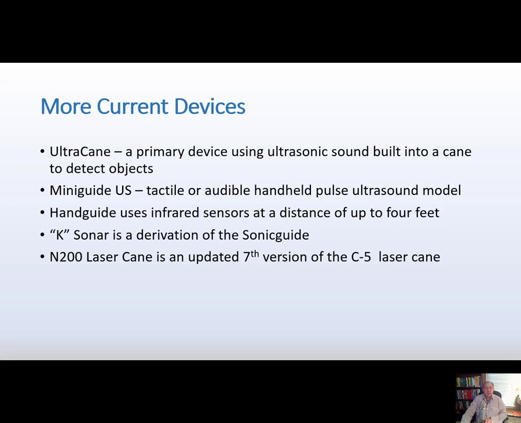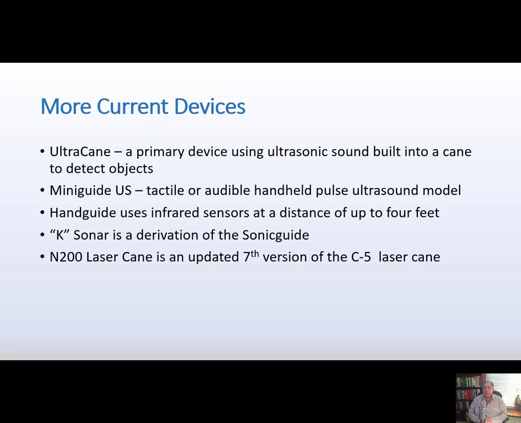Okay, some of the more current devices, and I would put the Sonic Pathfinder in that category, although it was one of the last devices before the more current devices. And it was a little bit different in that it used ultrasonic sound, but in many ways was more sophisticated because it would decide what was the most important sound for you to hear. And if there was an object in front of you, that's the sound you would hear. If there wasn't an object in front of you, it would give you information about what was on the sides.